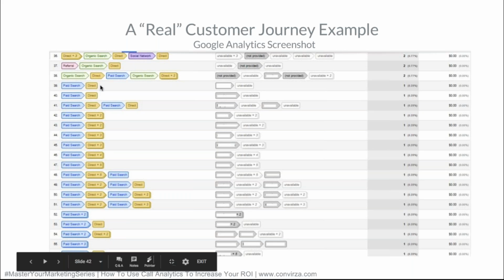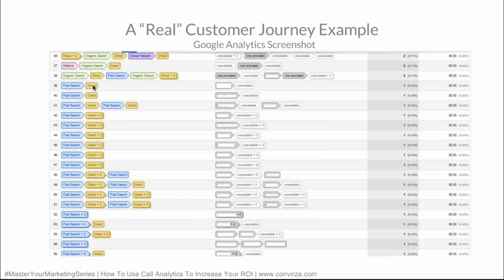So these people are coming in through paid search, then they come back in direct, and then they make a call. This one, 41, paid search, then they came direct, then they came back through an ad again, then they came back direct, then they made a call. Understanding this ecosystem can be very, very valuable depending on the strategies that you have in place for your business.